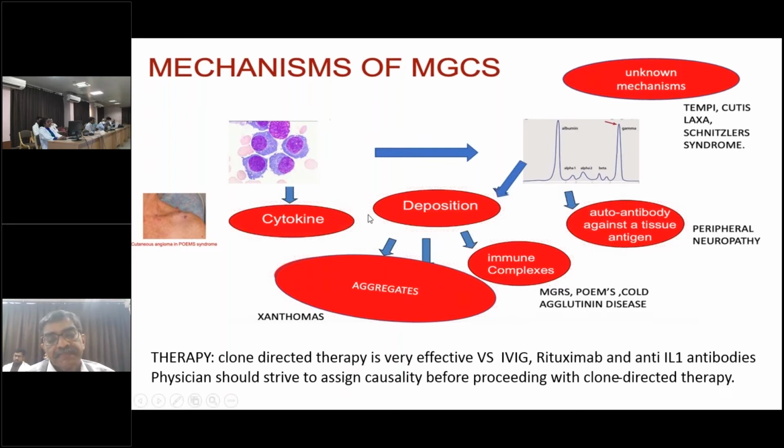The same applies for MGCS also. The clone-directed therapy is very effective. And even IVIG, rituximab and anti-IL-1 antibodies, especially in those lesions caused by cytokine production, are very useful. However, the physician should strive to assign causality before proceeding with clone-directed therapy.